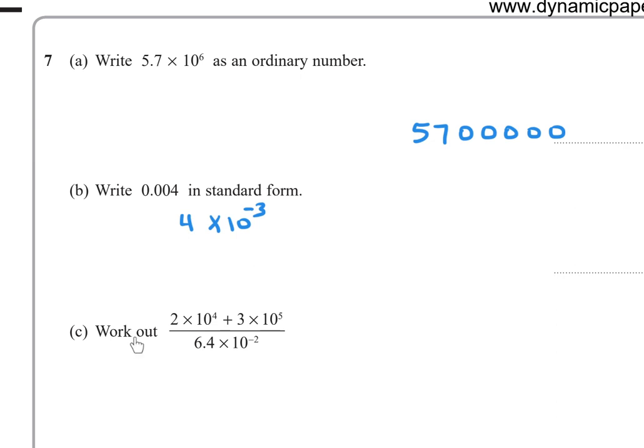C. Work out 2 times 10 power 4 plus 3 times 10 power 5 divide 6.4 times 10 power negative 2. Calculate that. The answer is 5 million.